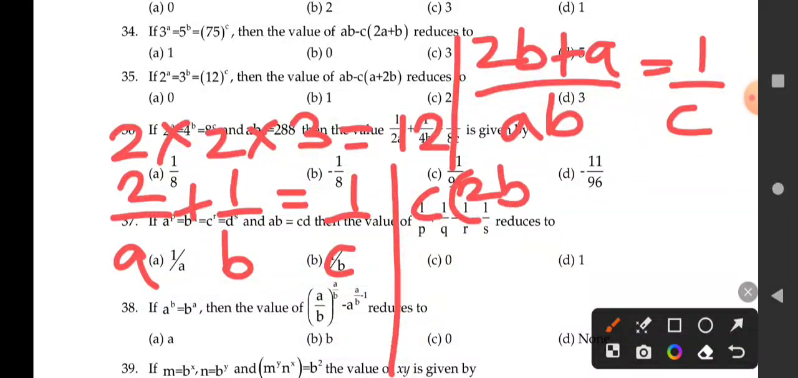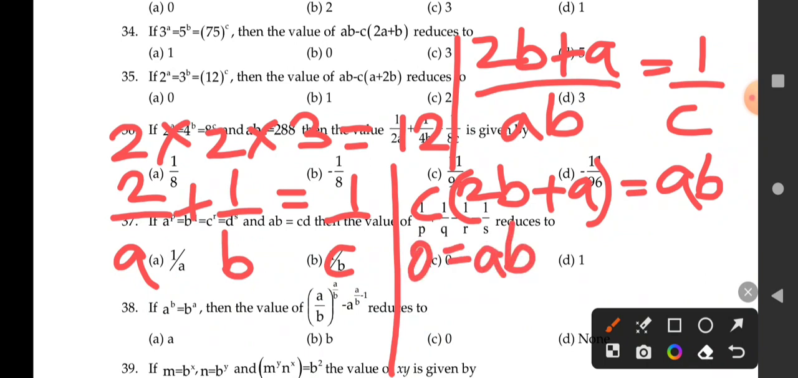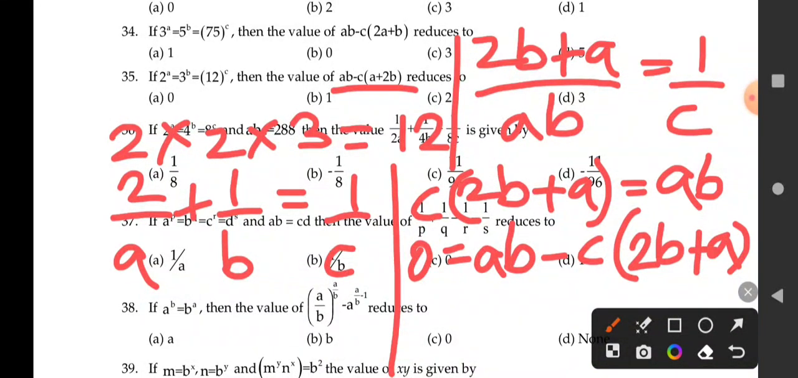We have c into 2b plus a is equal to ab, and we have 0 is equal to ab minus c into 2b plus a. This is what is asked. Option number A.